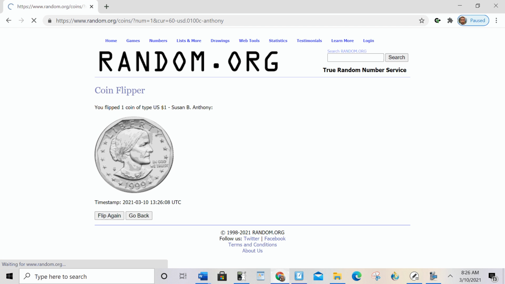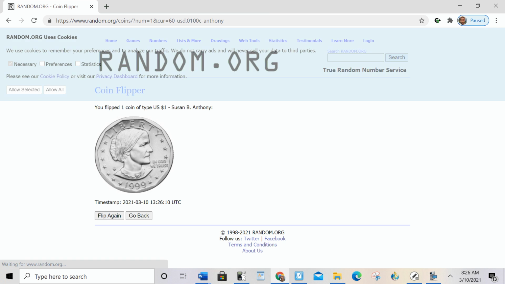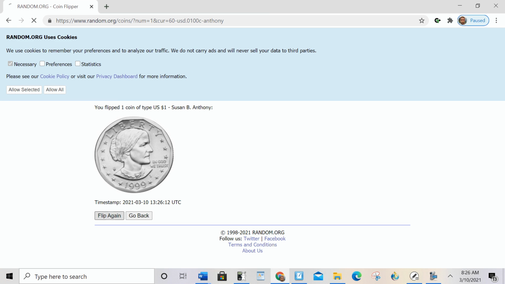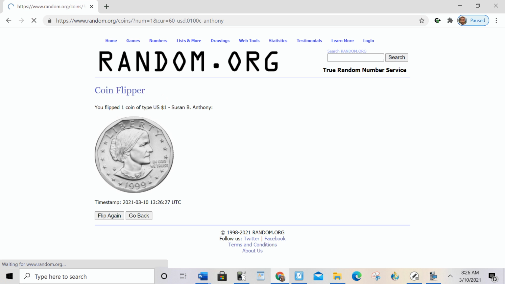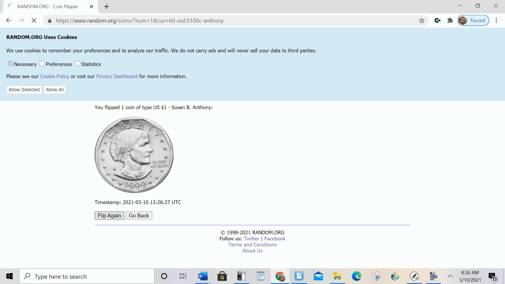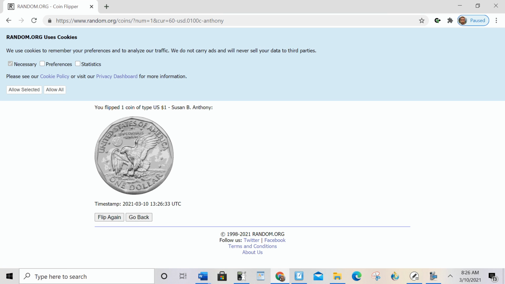1 out of 1, 2 out of 2, 3 out of 3, 4 out of 4, 5 out of 5. So if I was doing a sample size of 5, I would have a 1.0 on my distribution. I'm not doing a sample size of 5, but if I did, I would have a 1.0 all the way at the end right now. So I'm 5 out of 5 so far. 6 out of 6. 7 out of 7. This is insane. 7 out of 8.